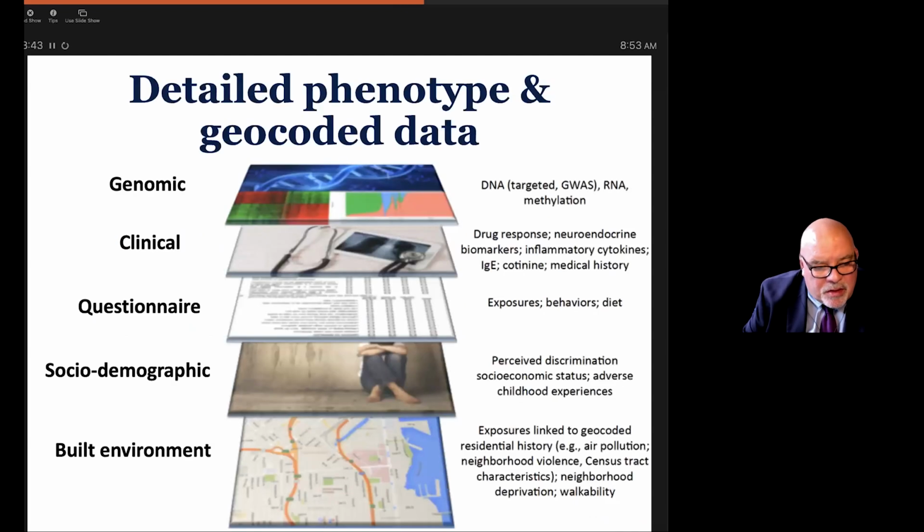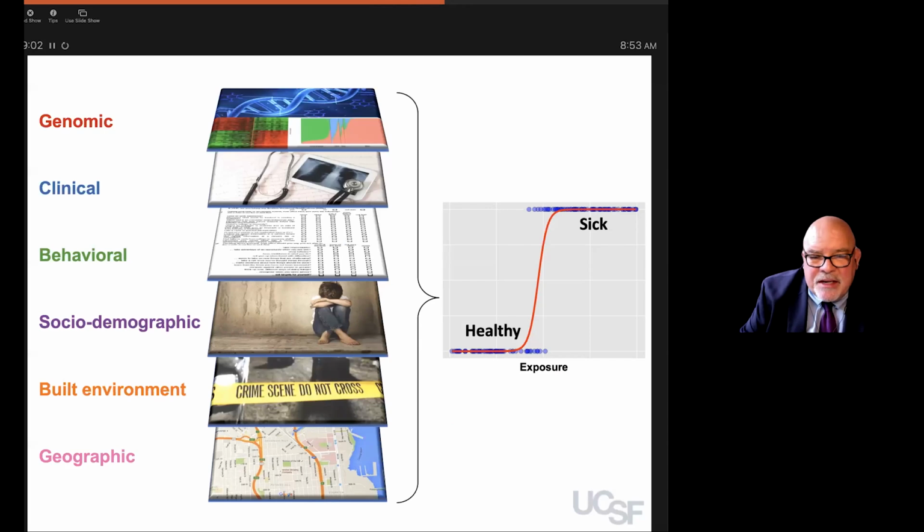And to do this correctly, we collected a variety of measures, including genetic factors, clinical factors, exposure history to diets and behaviors, perceived discrimination, socioeconomic status, and geocoded measures of air pollution. We use this information to differentiate individuals that were healthy from those that had asthma.